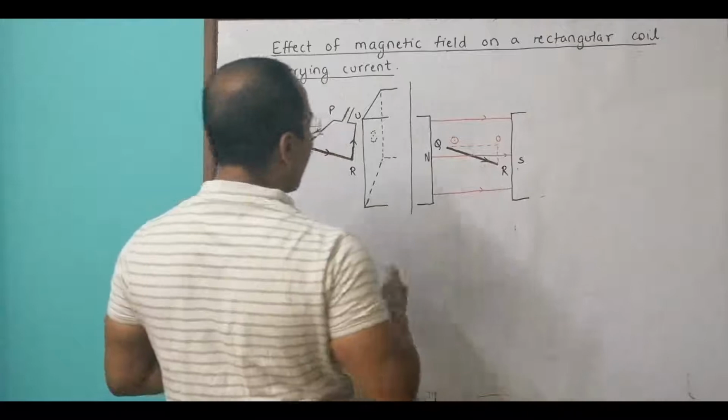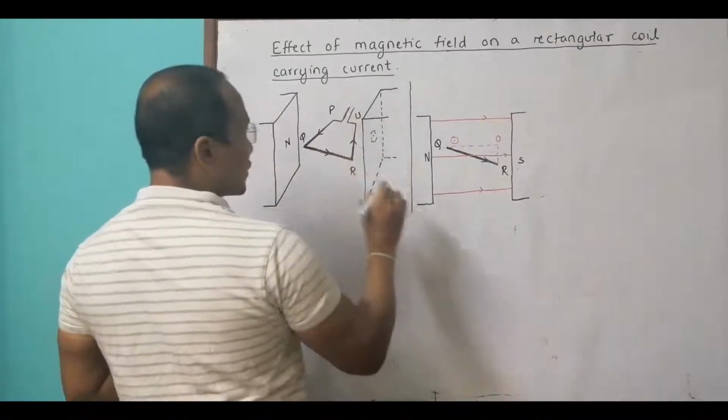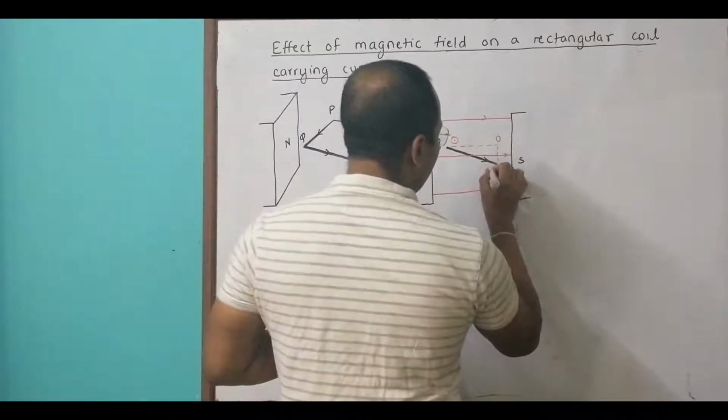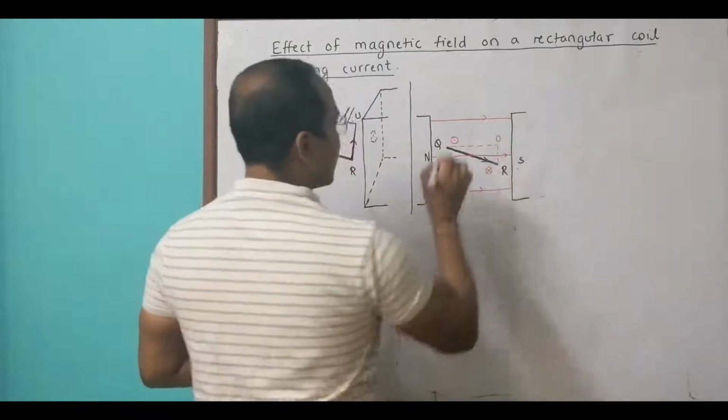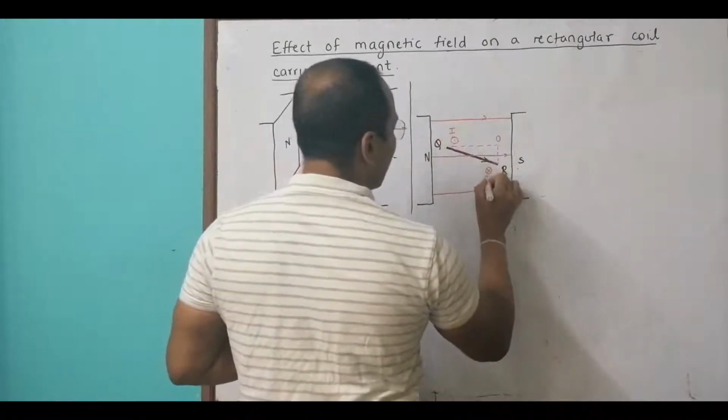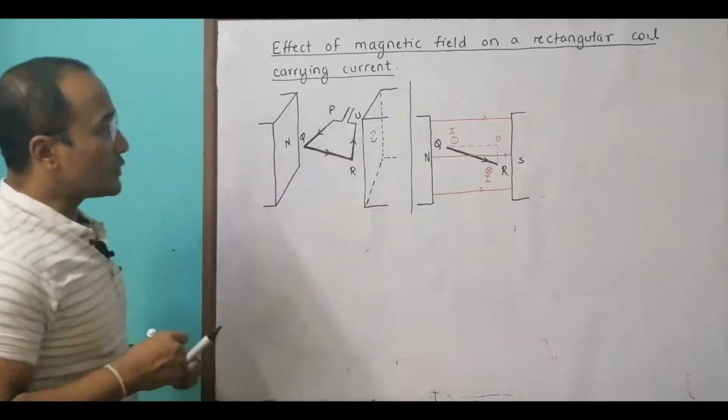And in R we have current going from R to U. So current is going in this manner. So current is a cross here. So this is current and this is also current. So this is the 2D diagram.